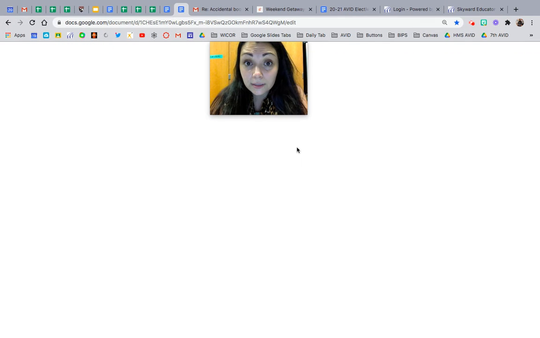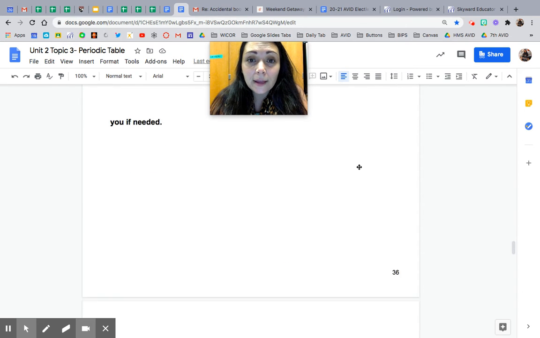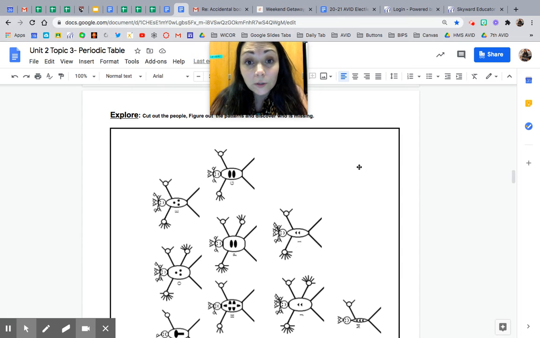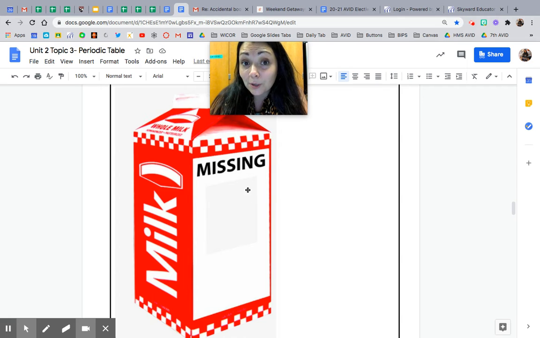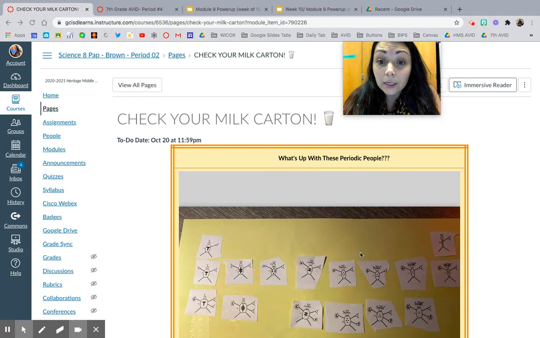Let me see where it is. Right here. Page 35. So these are the periodic table people right here. So you cut them out and you tried to organize them the best way you could. And then you're going to draw the missing periodic table person on this milk carton. So here is the answer.